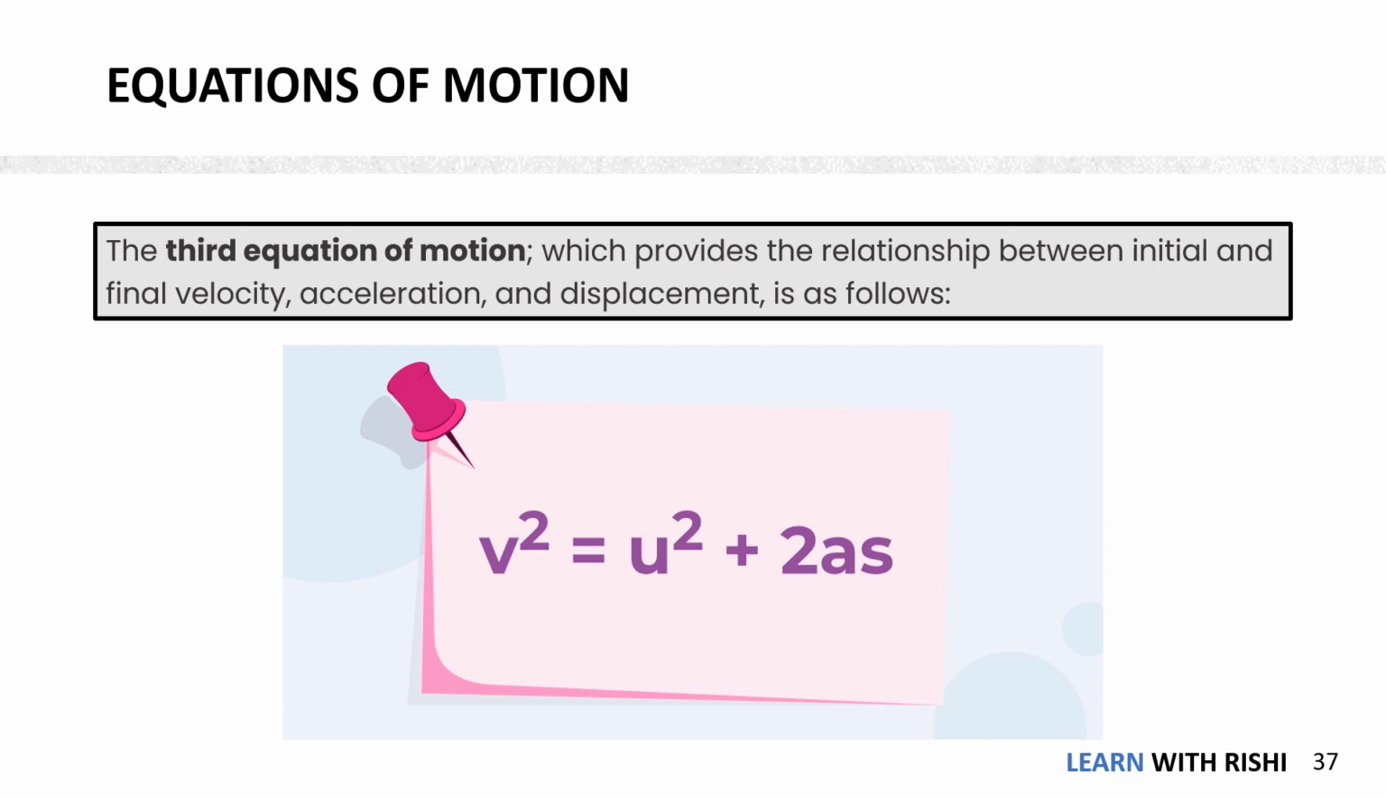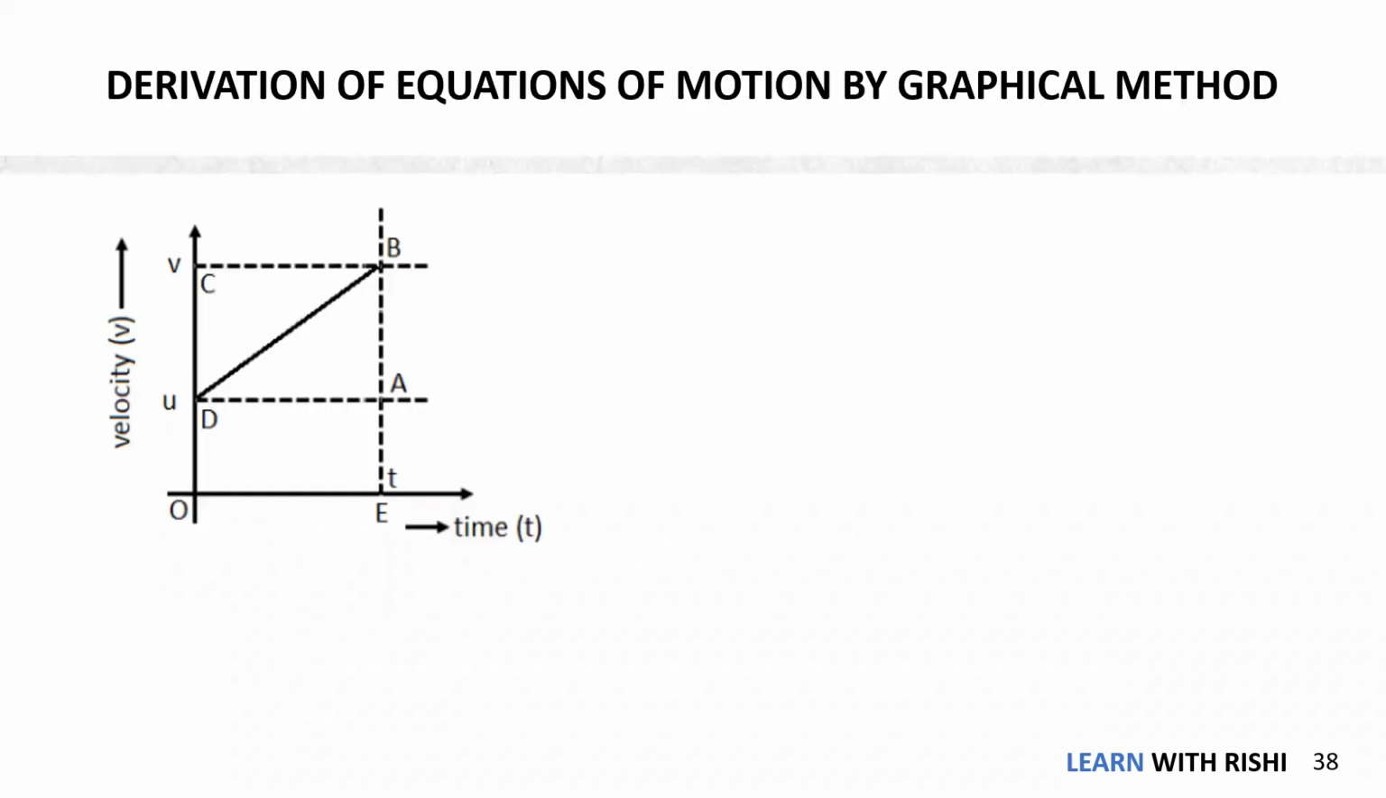Now these three equations of motion can be proved by different methods. So first, today we will obtain these equations by the graphical method. So how to obtain these equations by the graphical method? Let us study them. Now let us start with the derivation of equations of motion using the graphical method.